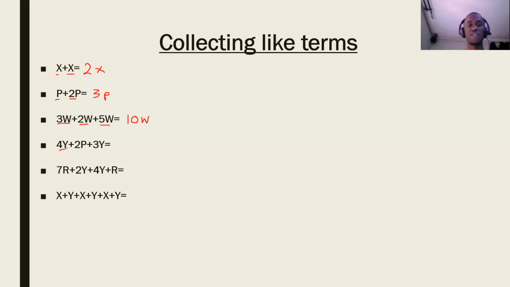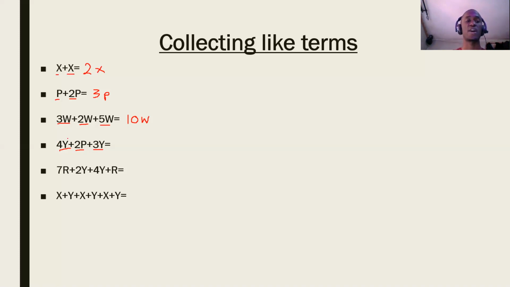We have got 4y plus 2p plus 3y. Plus, there is a problem. Na shida iko wapi? Shida iko hapo kwa y na p. They are not the same. So here we are not going to add everything. Never should you try to add 4 plus 2 plus 3. Kwa nini? Because 4y and 2p cannot be added because they are not like terms.